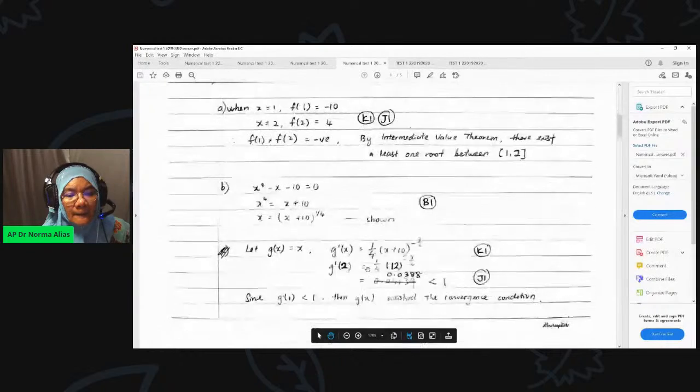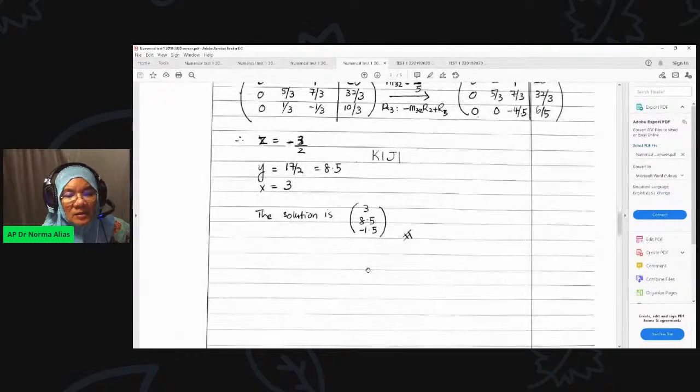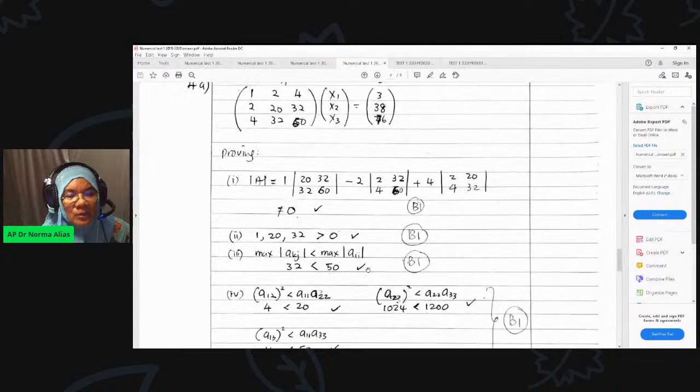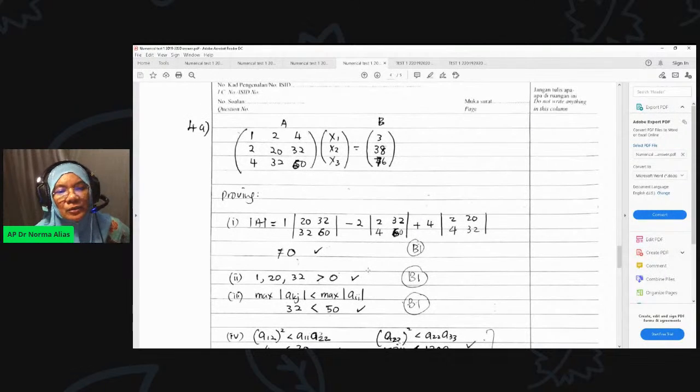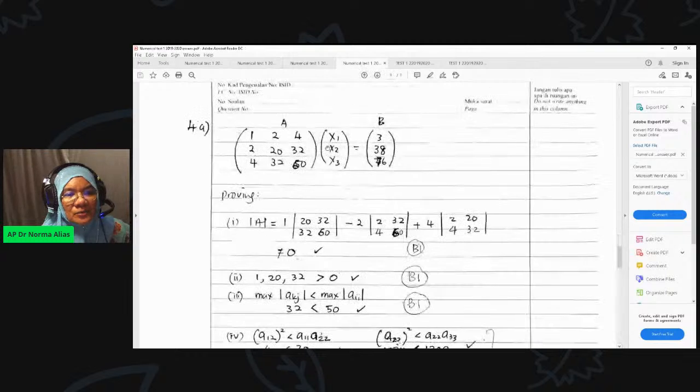All right, I want to go to the last part. It's Cholesky. Gauss elimination we already know. Now, when you look at the matrix 1, 2, 4, 2, 20, 32, 4, 32, 60, you can see that every row is equal to every column.